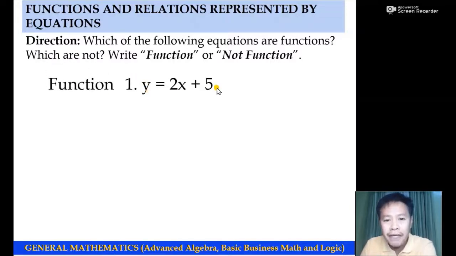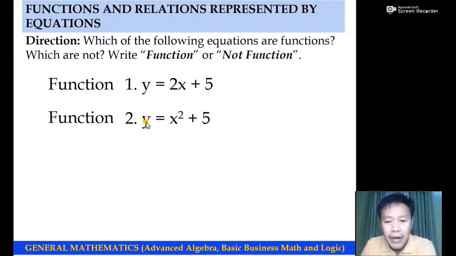Now, we are going to identify whether it is one-to-one. You are going to observe the exponent of x. If the exponent of x is odd, it is one-to-one. Therefore, this is a function and this is one-to-one. Number 2, observe the exponent of y to identify whether it is a function or not. The exponent of y is 1, therefore this is a function. Identify whether this function is 1-to-1 or not. If the exponent of x is even, this is not 1-to-1, but this is a function.